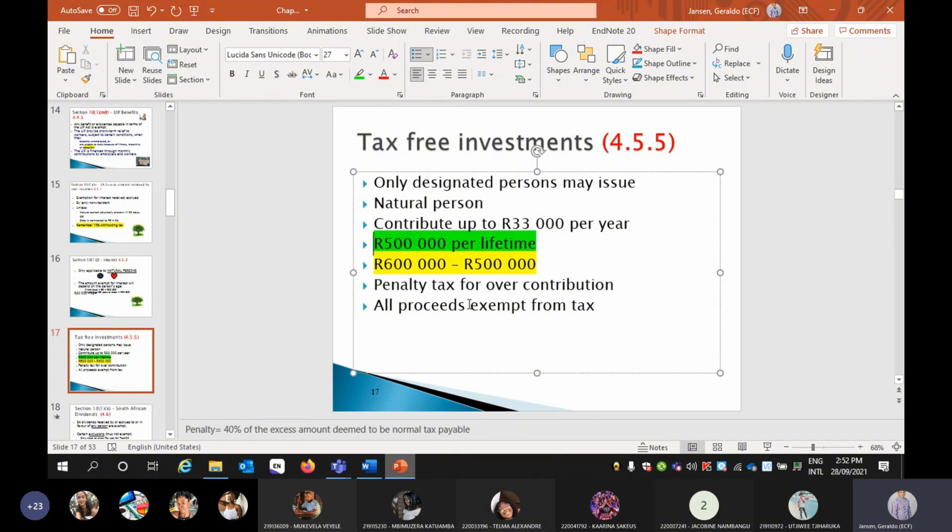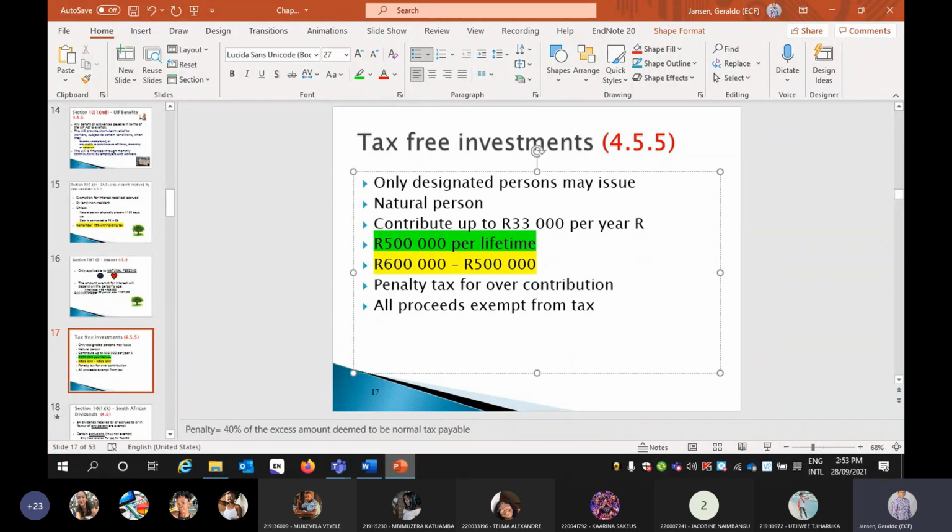Now, guys, there's a penalty tax for over contribution. Sorry, earlier when I got to this part, I made a mistake. The maximum amount per year that you contribute is 33,000. You shouldn't contribute more than 33,000. All the other rules that I mentioned are still correct, but this one was not correct when I said you should contribute a minimum of 33,000. It should be the maximum. You can contribute less, but you cannot contribute more.